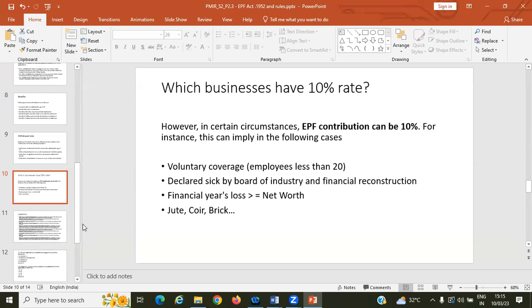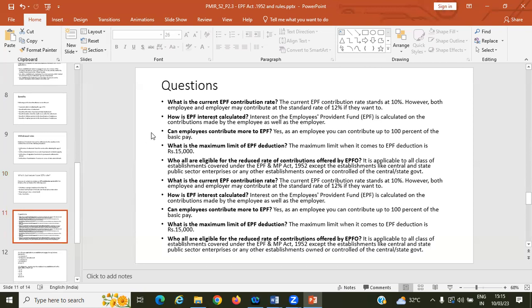Other than that, there are some questions and answers given. What is the current EPF contribution rate? How is EPF interest calculated? Can an employee contribute more than EPF? Who all are eligible for the reduced rate of contribution offered by EPFO?